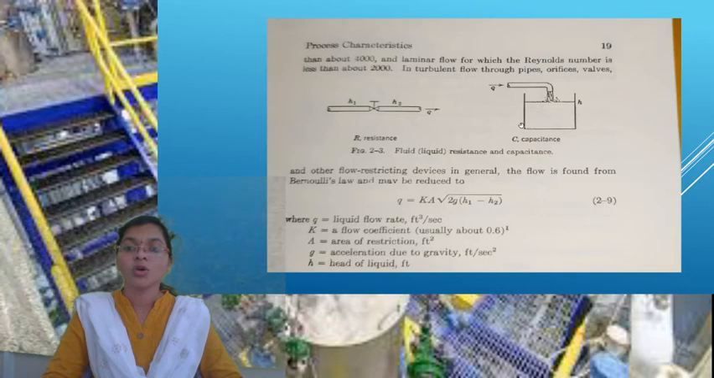So water is a storing element. Here, water is not storing; water is flowing. Here, water is storing. So wherever the storing capacity or storing capability is there, that will produce a value of C, capacitance. Okay, you remember these two points.